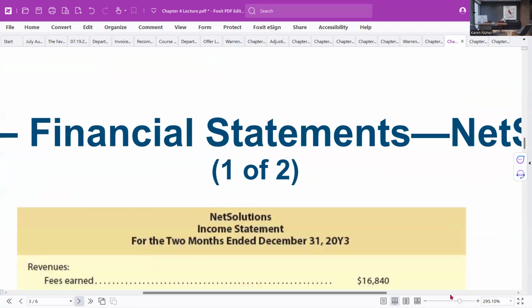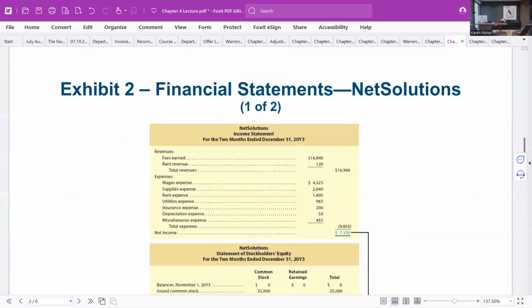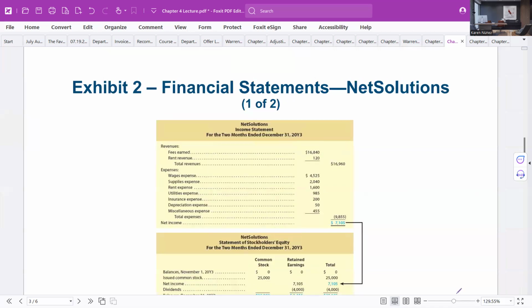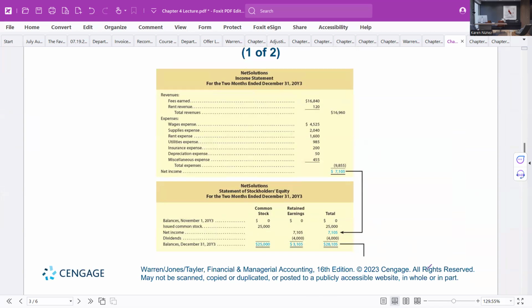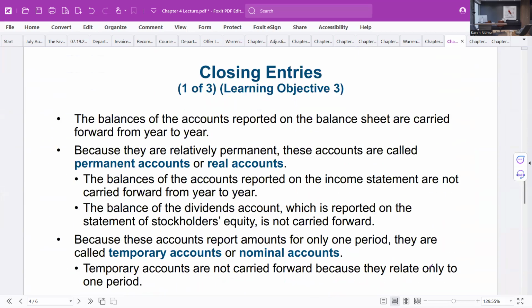Again, the basic financial statements are the income statement, the balance sheet, and the statement of stockholders' equity. In addition to those financial statements, the other thing that we're going to look at in this chapter are what we call closing entries. Closing entries are necessary to close certain accounts. Basically, the accounts that we use during the period consist of permanent accounts or the real accounts and what we call the temporary accounts or the nominal accounts.